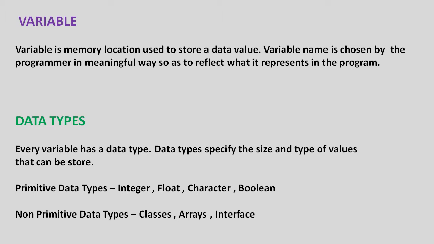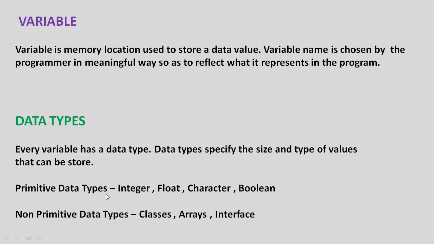Now, how will it be decided what size of memory location is going to be allocated inside the random access memory, and what type of value is going to be stored inside it? That is decided by the data type. So every variable has a data type, and data types specify the size and the types of value that can be stored.